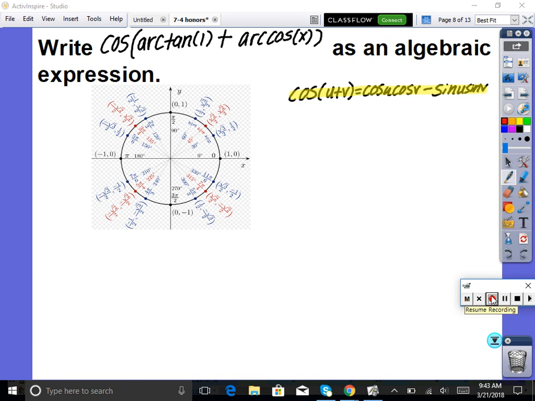So this is the example that takes a ton of algebra. I'm going to give you time to write it out in each step, okay? So everybody, writing it out. The cosine of arctangent of 1 plus arccosine of x. As you're writing this down, I want you to notice this is a cosine addition formula. Why? Because look, this is the format cosine of u plus v. We have a cosine of a u plus a v. They're just really ugly u's and v's.